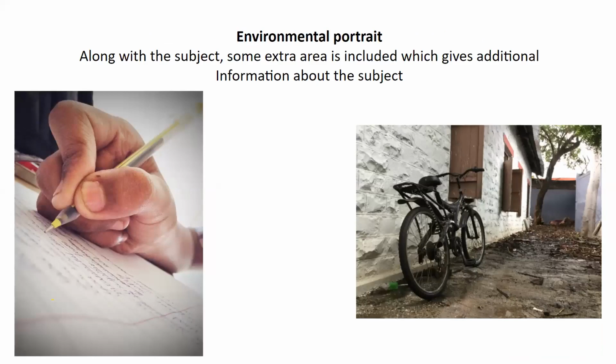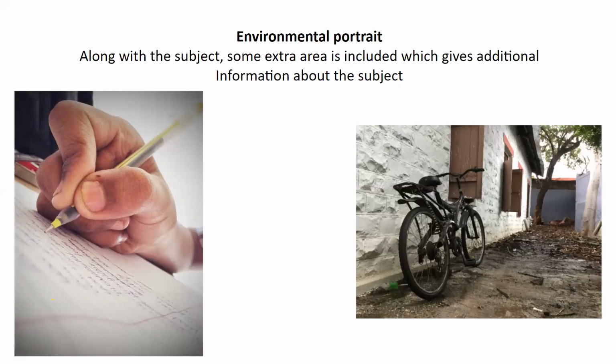Okay, now this is the type where you can literally play in your photography. You can have very interesting compositions, very interesting stories. We call this type of photograph an environmental portrait. What does environmental portrait mean? You see the subject, but there is some additional information along with it. Right in this first photograph, I'm looking at a hand which is writing something. But now there is an additional area of paper included in which I can see some writing. So this is additional information about my subject. It's not only the photograph of a hand, it's the hand that is writing something.